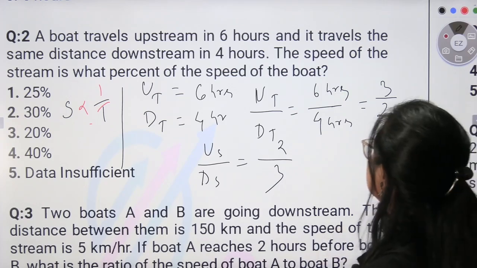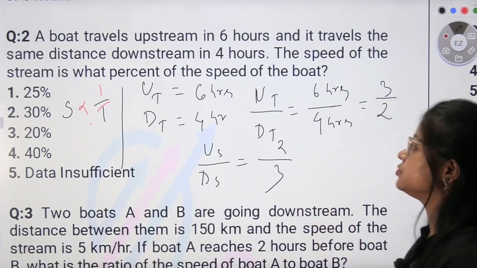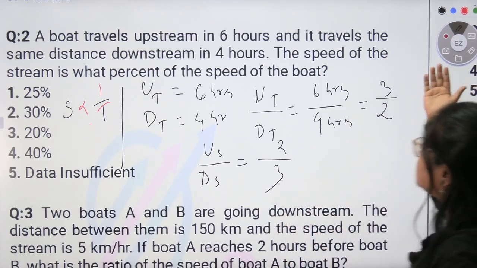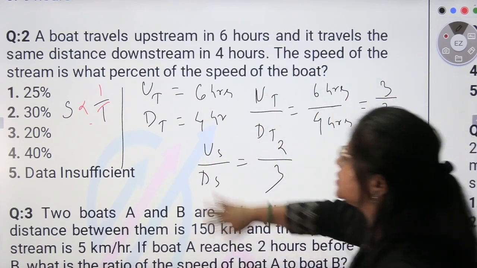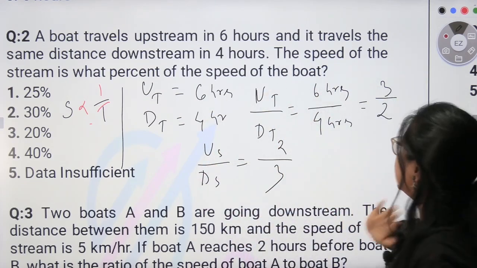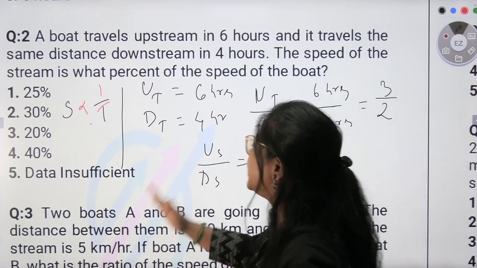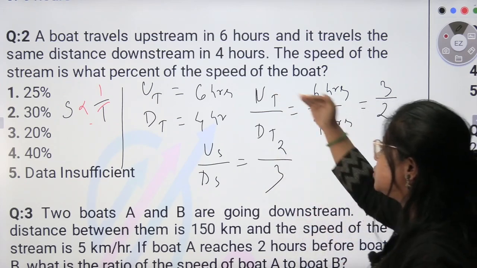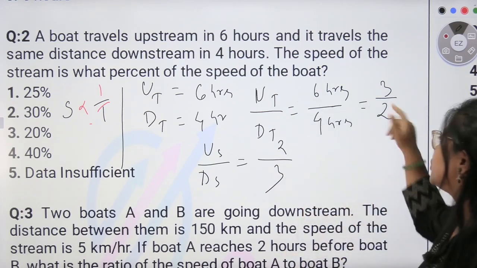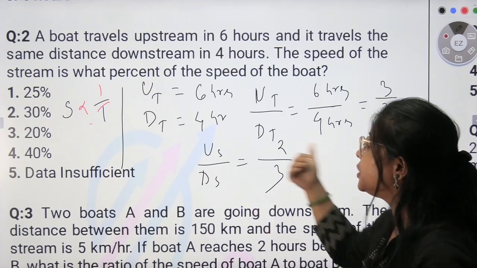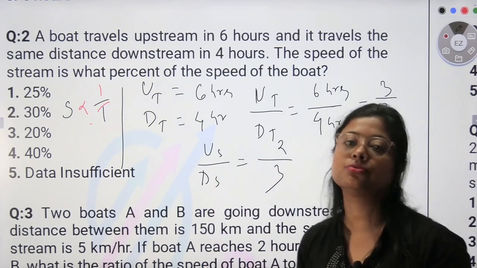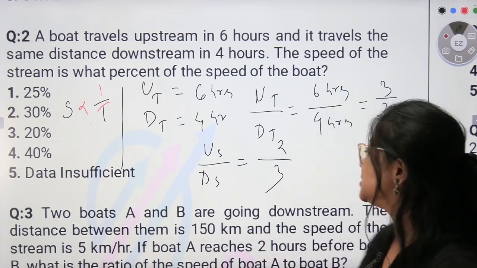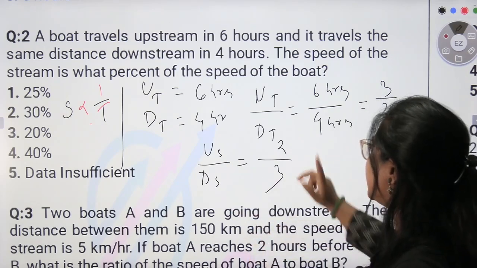So from here what we need to do? You are asked to find the speed of the stream, what percent of the speed of the boat? Okay, fine. So from here everything is clear. Is everything clear? I guess it's clear that first of all we are calculating the ratios of upstream time and downstream time. So we are getting upstream time and downstream time ratios as 3 by 2. It is given in the question. So from here we can calculate upstream speed and downstream speed, because we know that speed and time are inversely proportional to one another. So we get the upstream speed and downstream speed as 2 by 3.